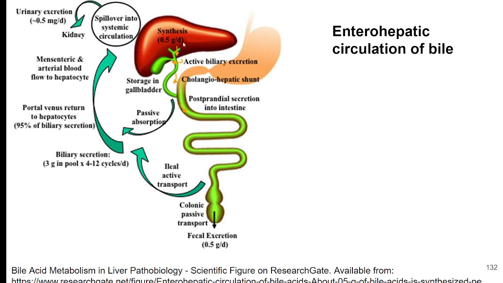Bile salts are synthesized in the liver, about half a gram per day on average. The bile which enters the intestines is reabsorbed in different areas of the small intestine as well as the large intestine and colon. About 95% of the bile salts are reabsorbed, and only 0.5 milligram of the bile salt is excreted in the urine. So the urinary bile salt concentration is lower.